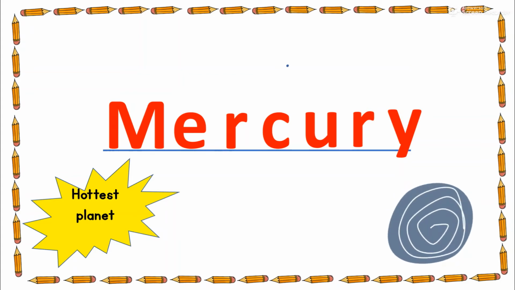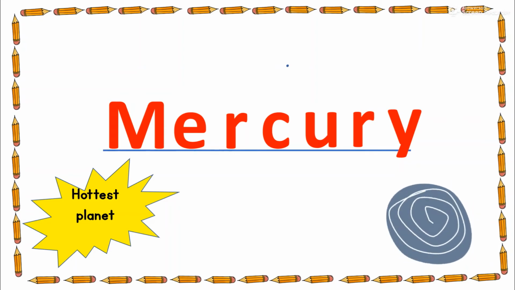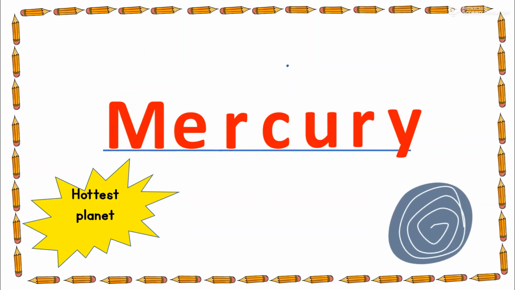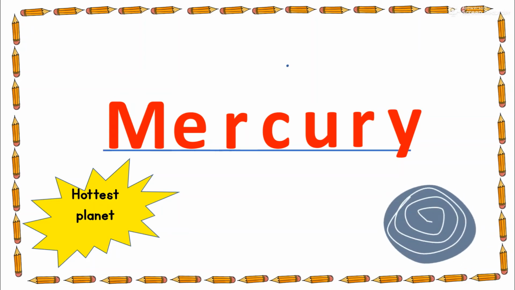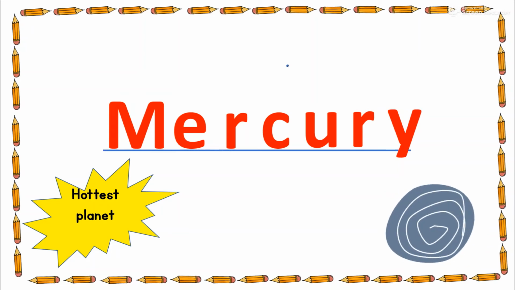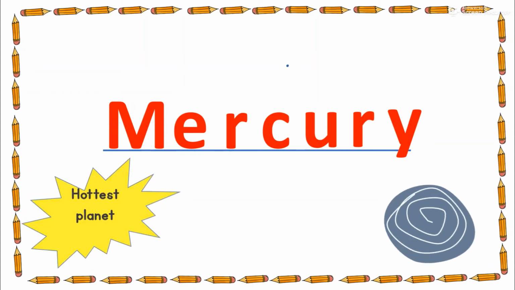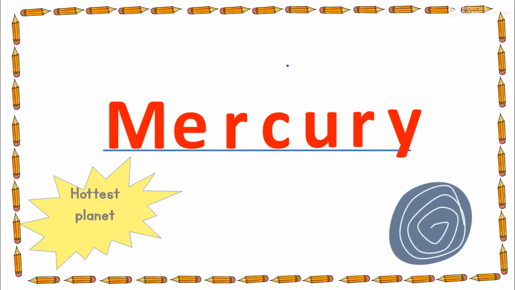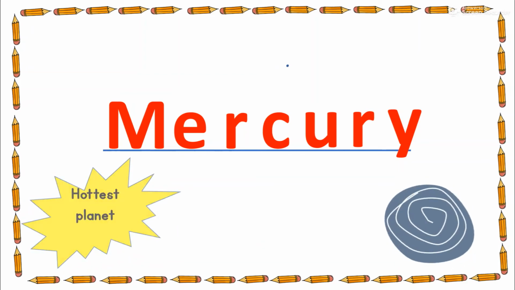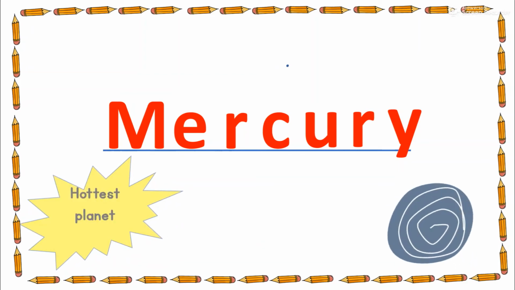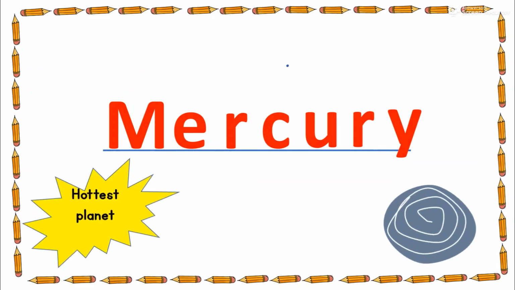Okay, so Mercury is our first planet, which is very close to the sun. So it is very hot also. That's why we call it the hottest planet. Mercury is the hottest planet. And do you know there is no water? Isn't it very dangerous? Yes, that makes it very hot also.